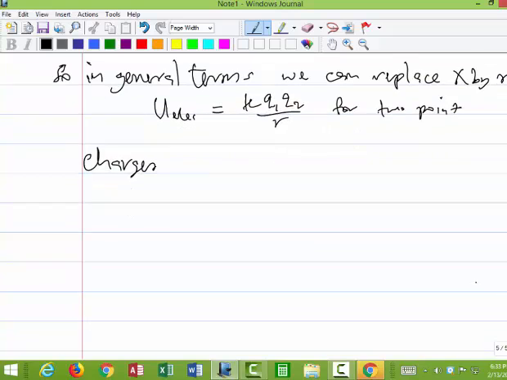The work done does not depend upon the path taken, because the electric field is a conservative force. So that's an important thing to remember: the electric field is conservative, so the work done does not depend on the path taken. I'll make a note of that.